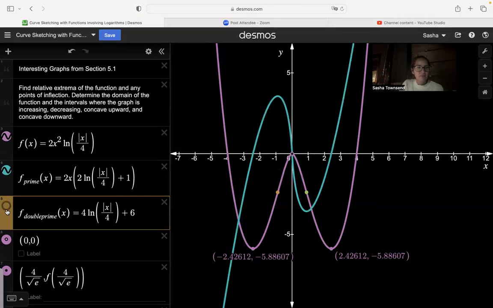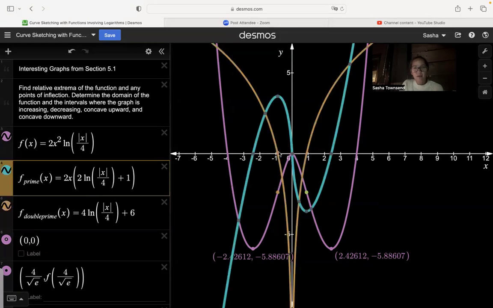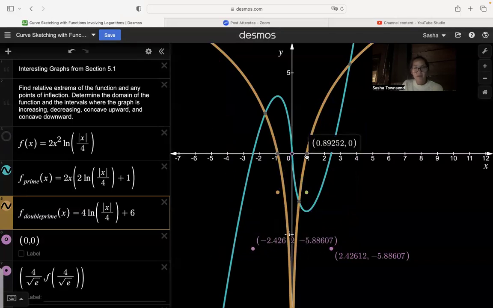And we can compare f double prime and f prime if we want to. We see that when f double prime has a 0, f prime has a maximum because f double prime is going from positive to 0 to negative. So f prime is going from increasing to having a 0 slope to decreasing. And at the other 0 of f double prime, f double prime is going from negative to 0 to positive, and the function is going from decreasing to having a 0 slope to increasing at that point.